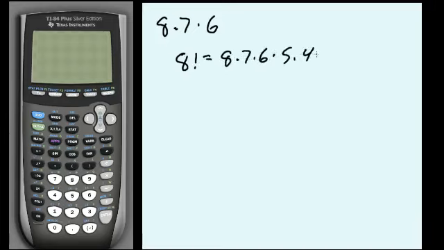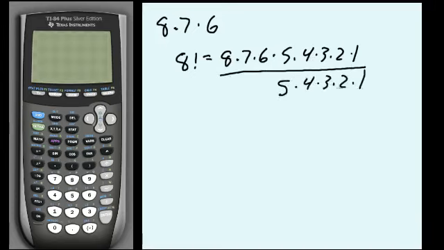Now we had 8 times 7 times 6. We knew that was 336 for this particular race. Now if we started off with 8 factorial, that's 8 times 7 times 6, which is what we wanted, and then 5 times 4 times 3 times 2 times 1, which we didn't want. So what we can do to get rid of that is just divide by 5 times 4 times 3 times 2 times 1, which would be 5 factorial.